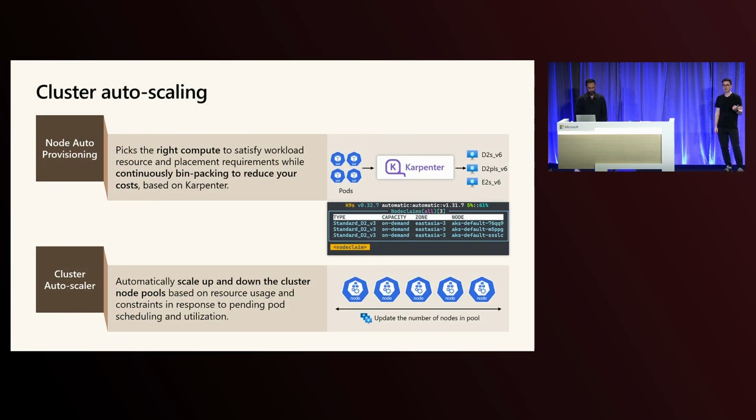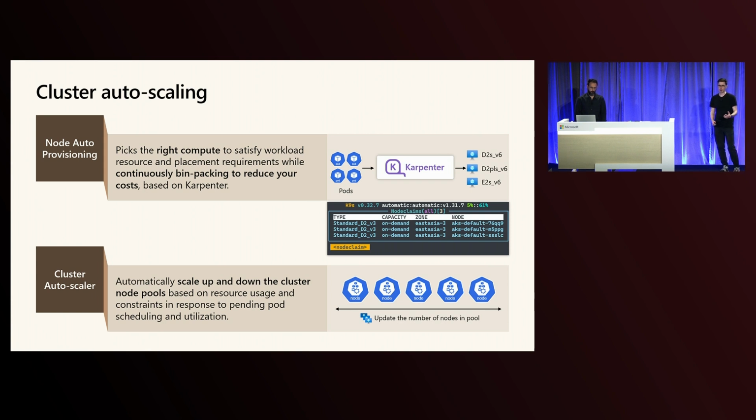With those constraints in place to deploy across different nodes or different zones, we want to make sure that we don't actually have to create those nodes manually when scaling occurs. So node auto provisioning is the scaler that works on AKS Automatic. It's really great at abstracting that infrastructure away from you. It picks the right compute to satisfy your workload resources and placement requirements. It also reduces your cost by optimizing how efficiently the nodes are utilized, and it's based on the open source project called Karpenter.